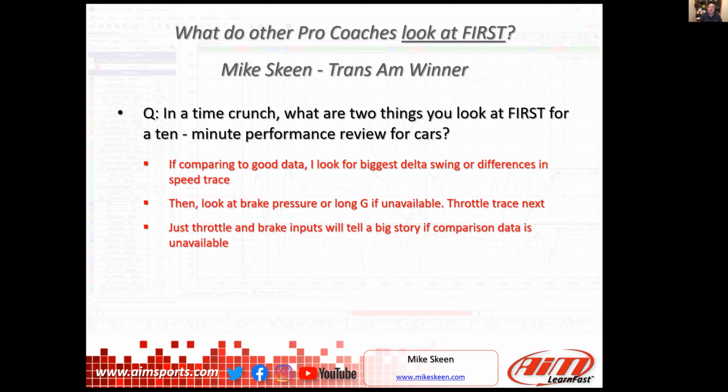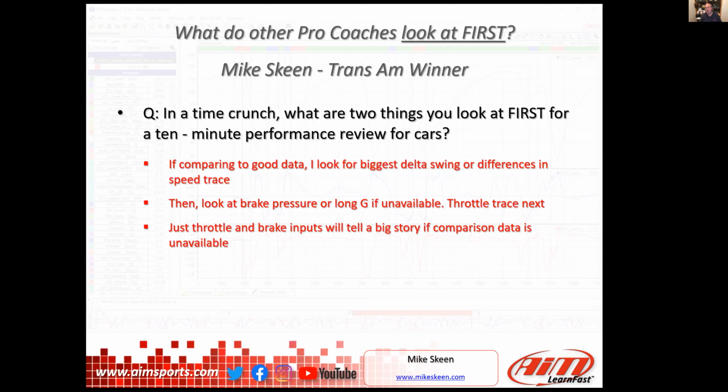This is to establish trends. What he's looking for is the biggest delta swing or the differences in the speed trace. Again, and where that happens in relation to each of the corners, and where it happens over the course of a lap. Then look at brake pressure, or longitudinal G if unavailable. So you've got this solo, which has no connection to the car at all. And you can get good information from GPS longitudinal acceleration. We're going to look at that. Then throttle trace would be next. You're looking at the brake pressure and the throttle trace as support for why the speed trace looks the way it does. So don't get so stuck on driver inputs that you miss the big picture. And the big picture is that speed trace.